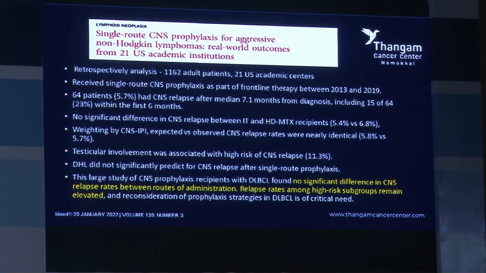Now, this was recently published in 2022: single-route CNS prophylaxis for aggressive non-Hodgkin lymphoma, real-world outcomes in 21 US academic institutions. Retrospective analysis, 1,162 patients. They concluded that there was no significant difference in CNS relapse rates between routes of administration. Relapse rates among high-risk subgroups remain elevated. So whoever was CNS IPI high would have relapsed whether they received HD-MTX or IT-MTX.